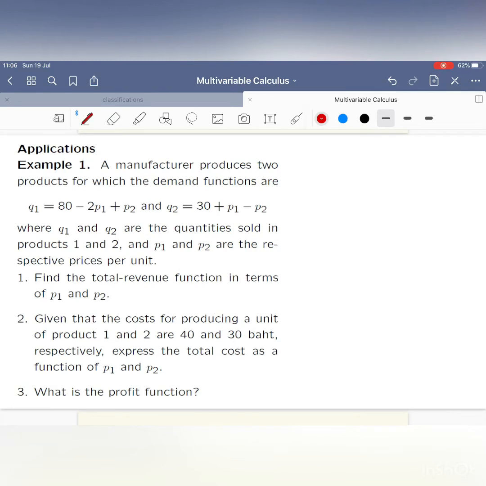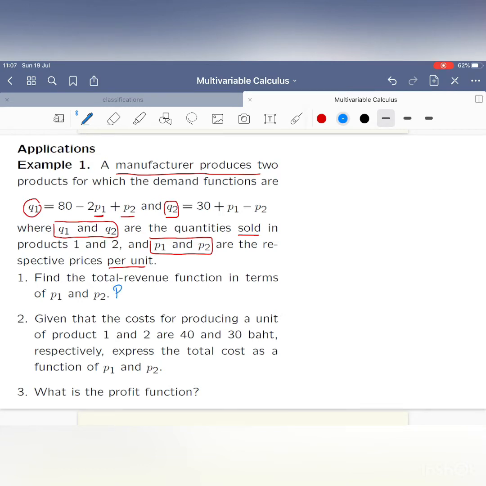Let's look at the first example. It says that a manufacturer produces two products, and the demand for the first product depends on the price of the first product and the price of the second product, and the demand for the second product as well. Of course, Q1 and Q2 are the quantities that are sold for the first and the second product, and P1 and P2 are the prices per unit. So if you want to find the total revenue, what's the revenue?